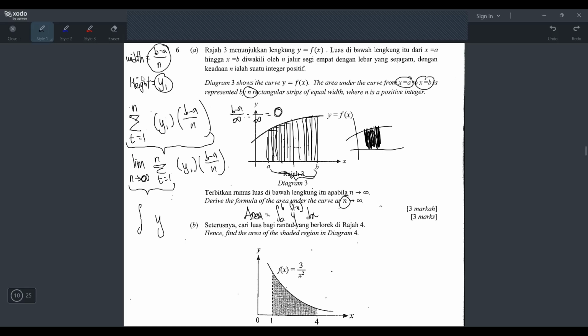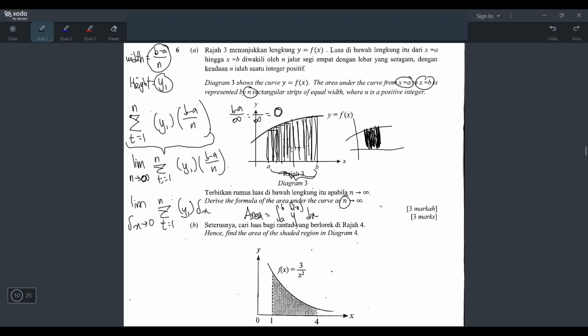Let's erase this. When n approaches infinity, it will become the limit as delta x approaches 0, because delta x means the small change in x. So when my n is infinity, because we have an infinity amount of rectangles, this is still n, and this is still t equals 1, this is still y1, but this whole thing is delta x.